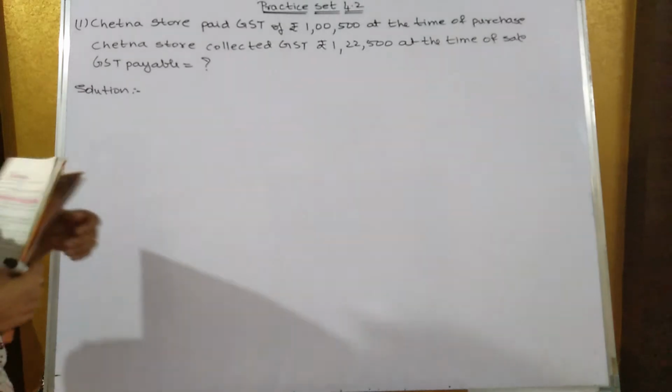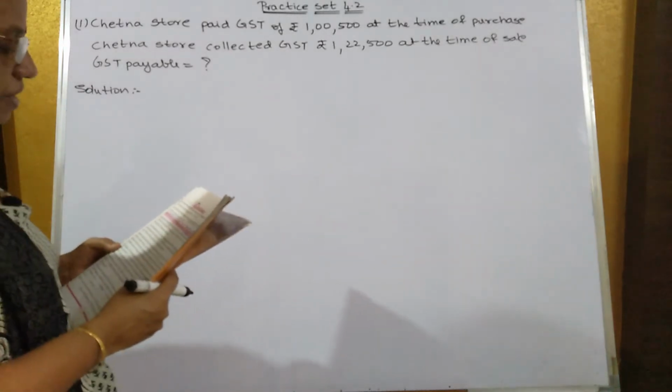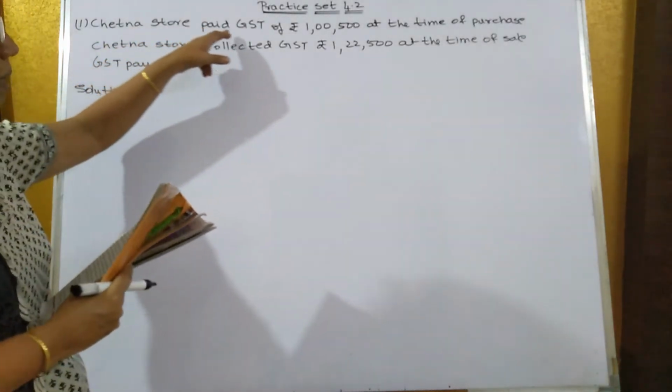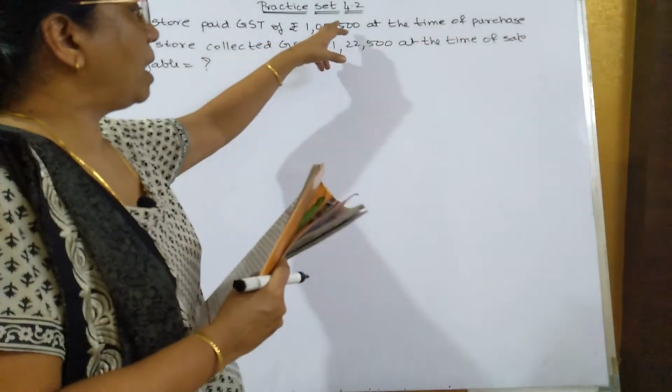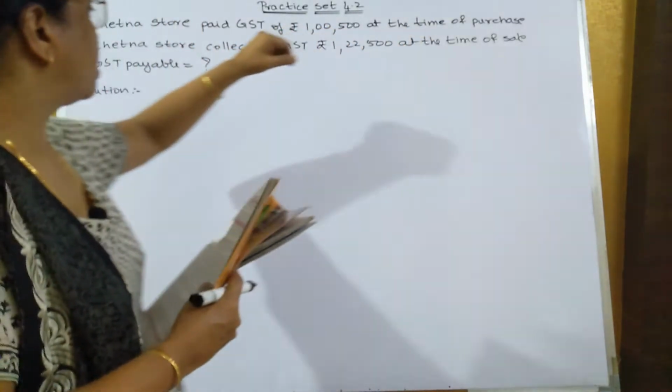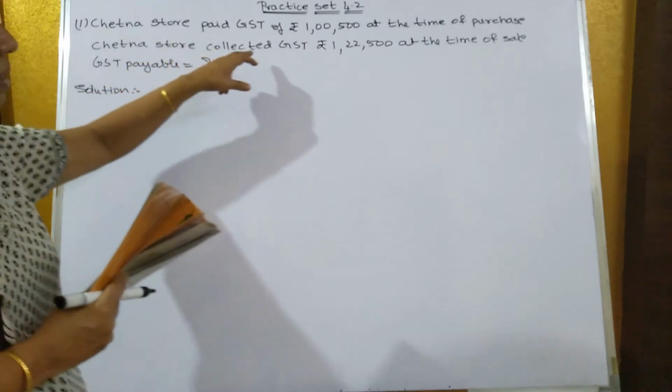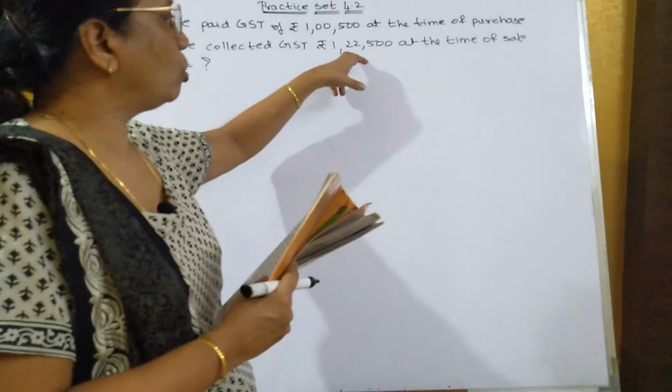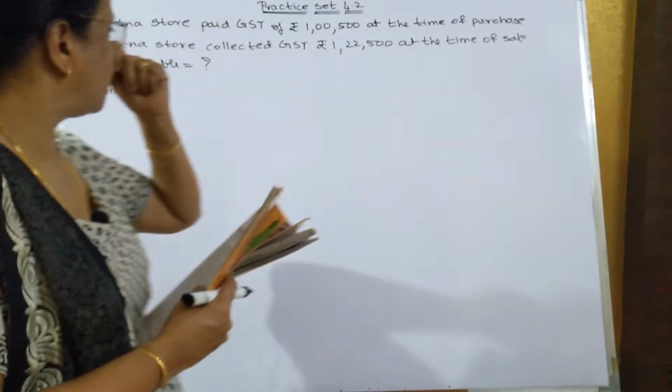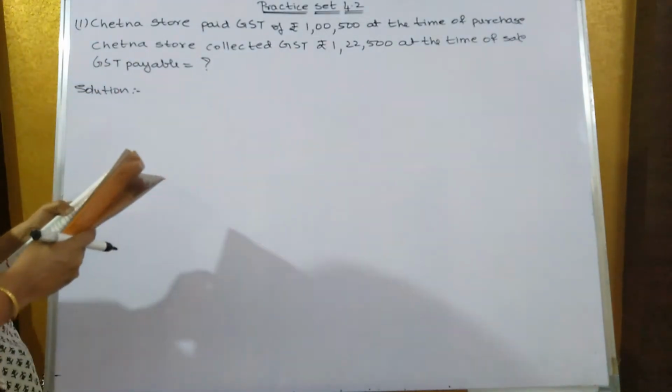Now practice set 4.2, first sum. They have given Chetna Store. Chetna Store paid GST of rupees 1,05,000 at the time of purchase, and Chetna Store collected GST of rupees 1,22,500 at the time of sale. You have to find out the GST payable.